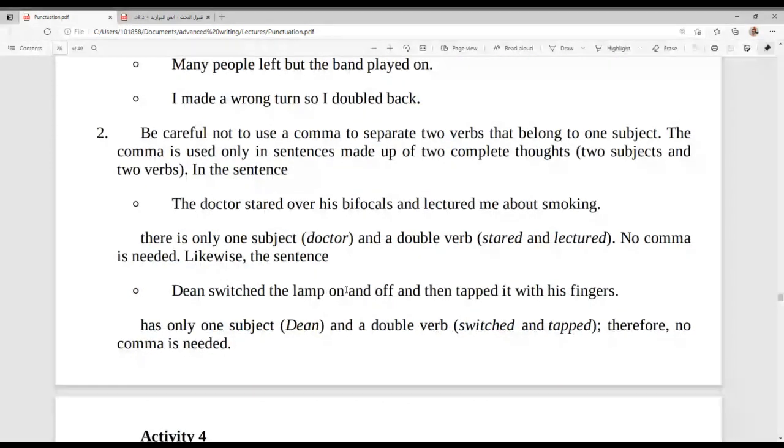Dean switched the lamp on and off and then tapped it with his fingers. Again, switched, tapped. These are two verbs, and the subject is the dean here, right? Okay, so there is no need for the comma. Again, we use the ellipsis here, the cohesive device, which is ellipsis.